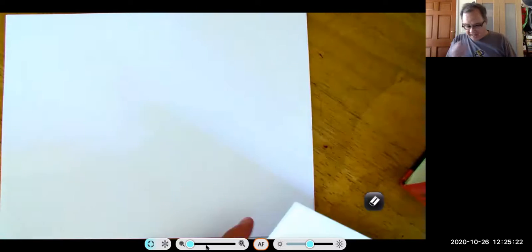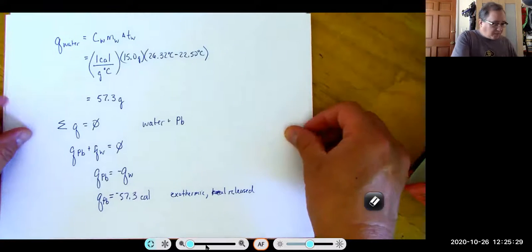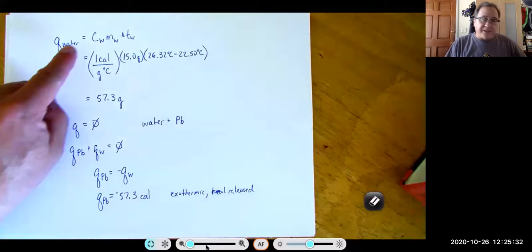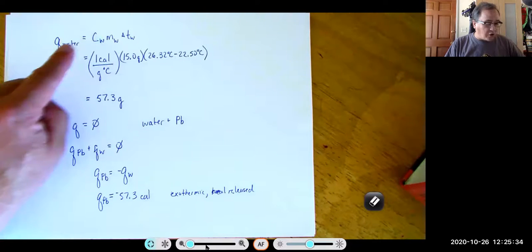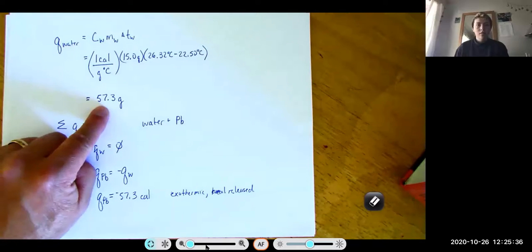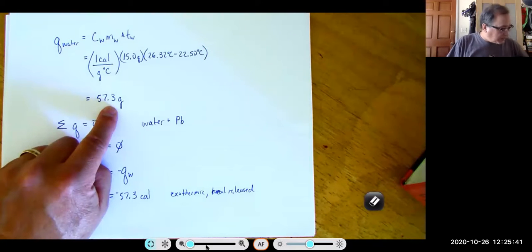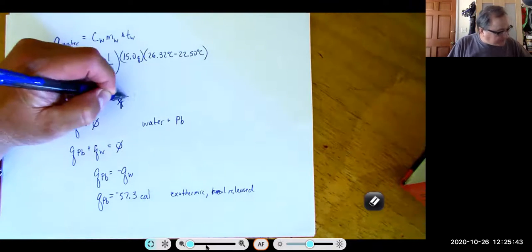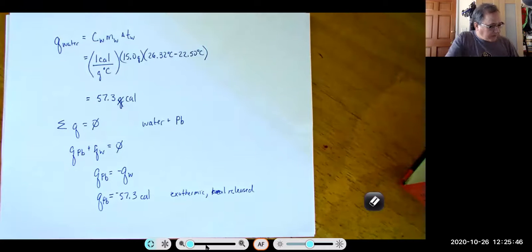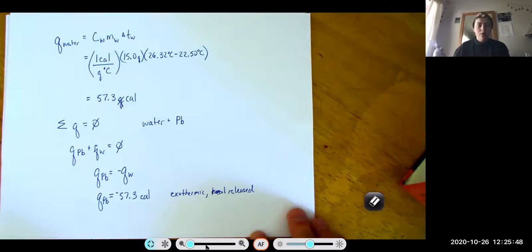So what you need to do to be able to do this one is, here's the first thing I do for this one, August. This is the first thing. What I'm doing here is I'm calculating the amount of energy that the water absorbs. Yeah, that's what I got for that as well. 57.3, this should be calories. Okay. Yeah, that's the answer that I got for that part as well.